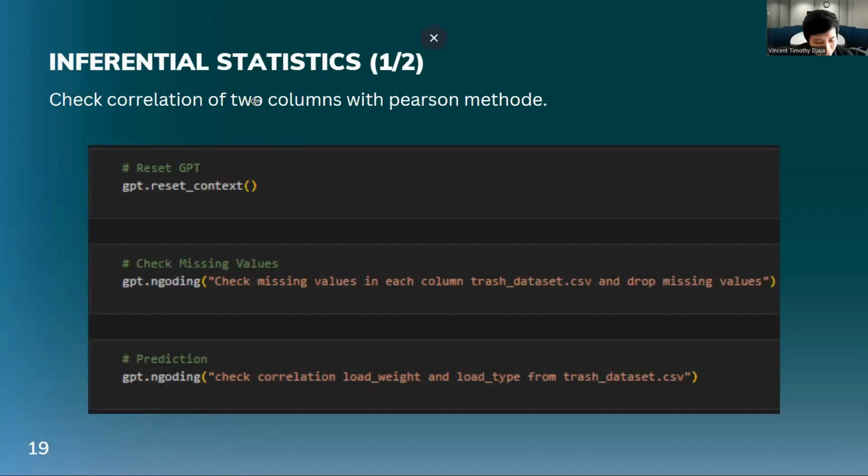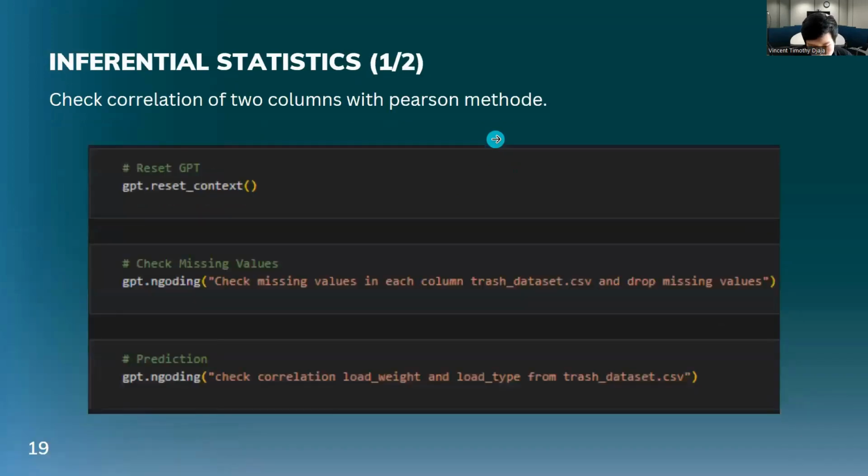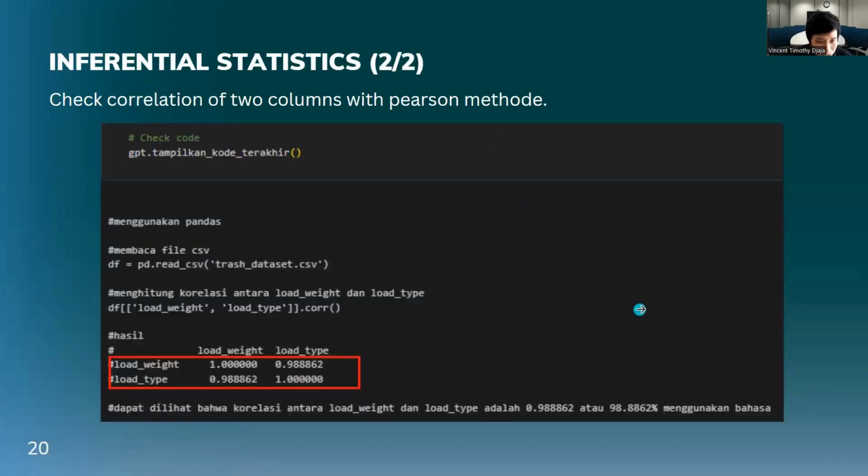Thank you, Mas Evan. For differential statistics, after we know our data, next we will try to calculate differential statistics. First, we will use the reset context syntax to reset the AI's recollection of previous commands. Then we command the AI to handle missing values in order to get accurate results. After that, we command the AI to check the correlation between load weight and load type with natural language. As a result, the AI can display the correlation between load weight and load type and give a detailed narrative about the correlation.